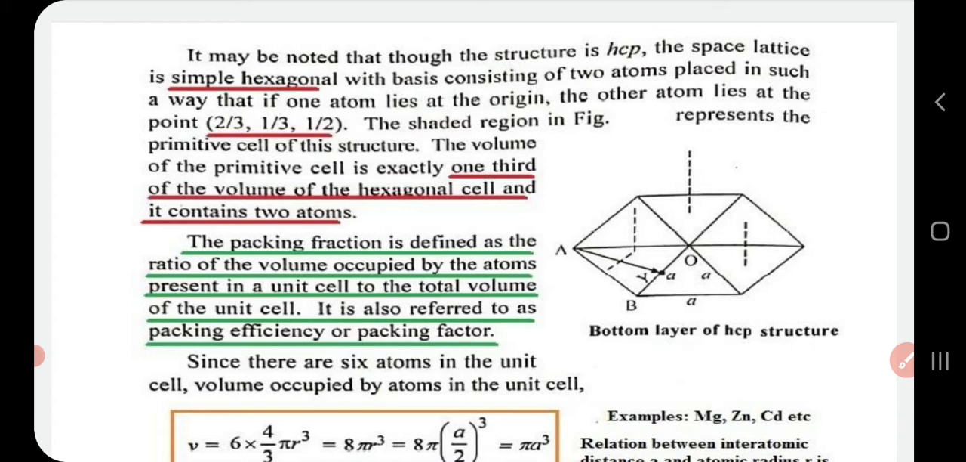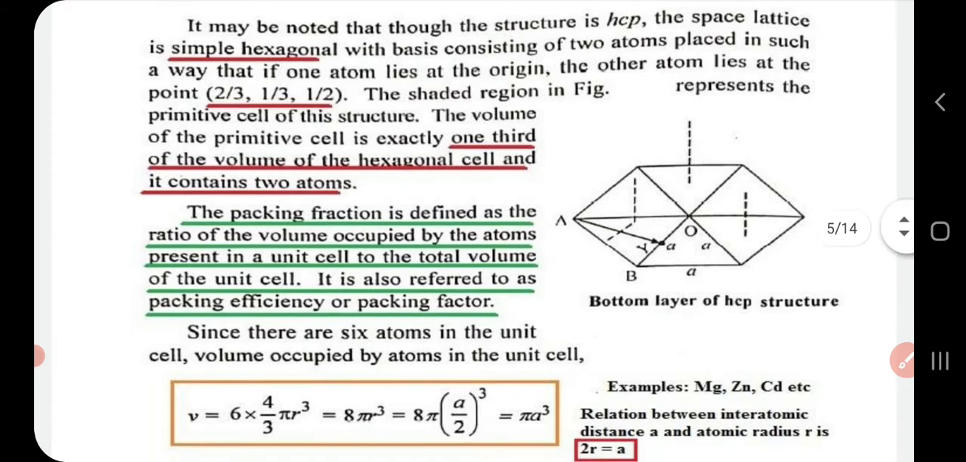So you can say the space lattice is hexagonal and the bases consist of 2 atoms. One atom lies at the origin and the other atom is located at the lattice point. Remember that point, 2 by 3, 1 by 3, 1 by 2. Now the shape of the unit cell, we told it is hexagonal, and the volume of that primitive cell is exactly 1/3 of the volume of the hexagonal cell.